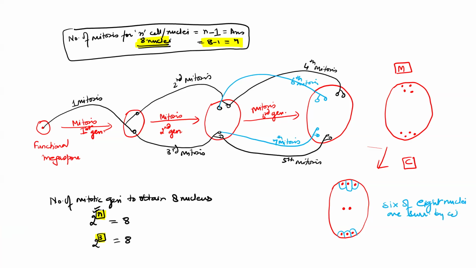Please read the line of NCERT very carefully. It is there in the NCERT line. Only the cell wall is laid around 6 nuclei, not 8. Is it clear? I've used the color difference.